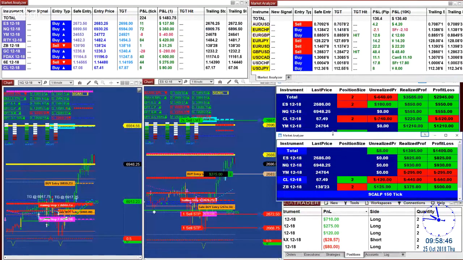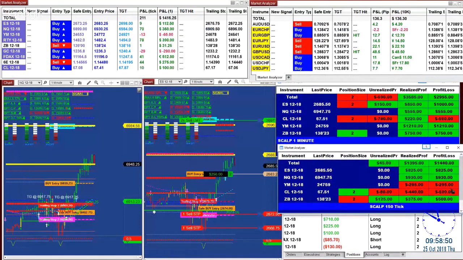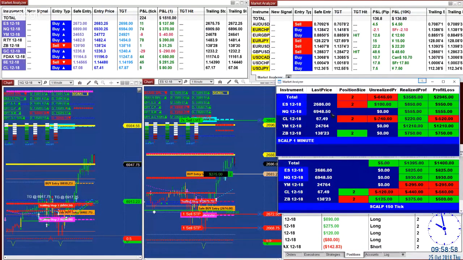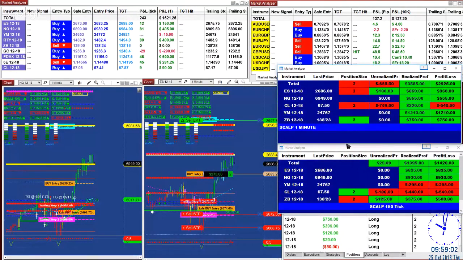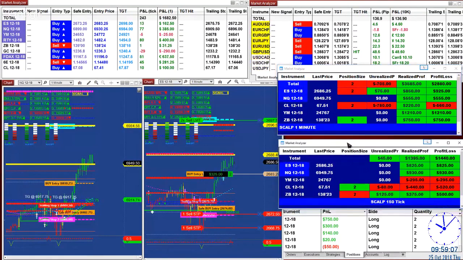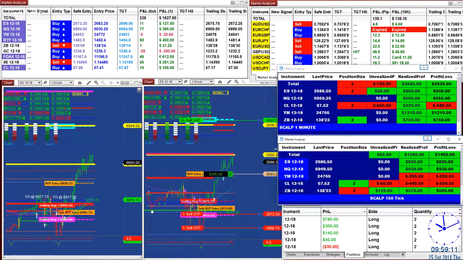Right here is the market analyzer for the scalpers, which today we are struggling a little bit on. Those are the scalpers, the ones in the blue color. We use the same numbers every day, 1 minute and 150 ticks. Every single day we use the same.